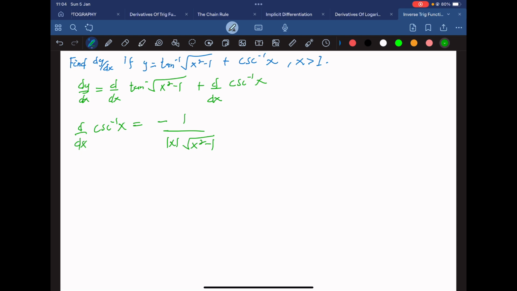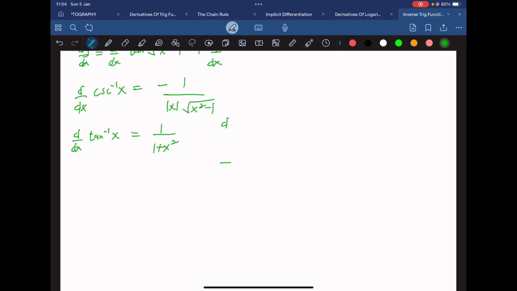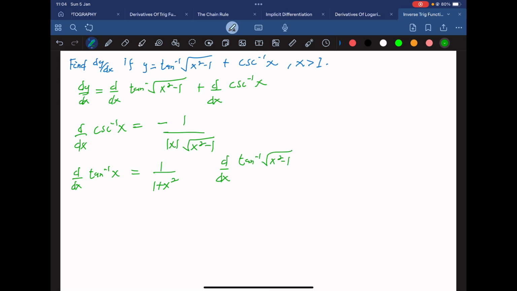Now differentiating tan inverse of x, this gives, remember, 1 over 1 plus x squared. So if we are differentiating tan inverse of root of x squared minus 1, we have to change x to root of x squared minus 1. So this is basically 1 out of 1 plus, now our x was given as root of x squared minus 1, and then we square it.